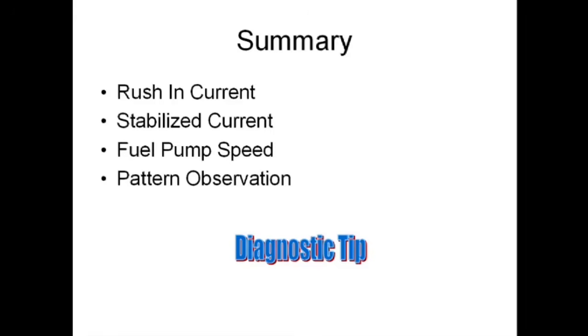So in summary of dynamic current ramping fuel pump testing, we look at rush-in current, stabilized current, and you should be able to find a specification for that. We want to figure the fuel pump speed and also pattern observation. Do we have bushing wear, bearing wear in the pump? Is the armature moving up and down? How is our brush contact?